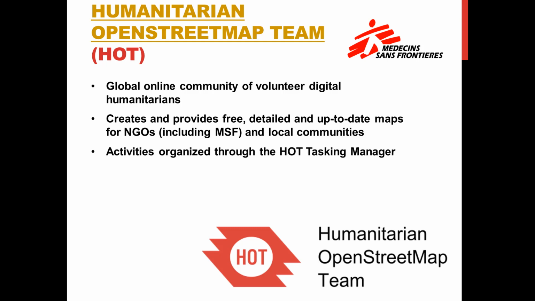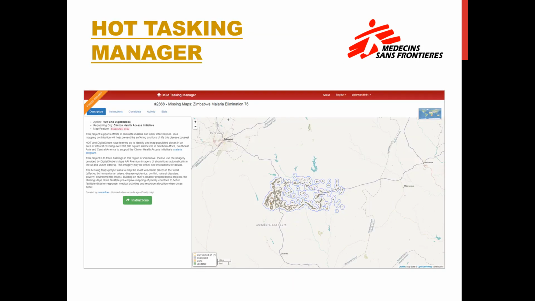HOT's mapping projects are organised through the HOT Tasking Manager. The HOT Tasking Manager, shown in the screenshot, introduces mapping projects, explains what needs mapping, divides mapping projects into small mappable squares, facilitates distribution of these squares, and links to OSM's editing options.